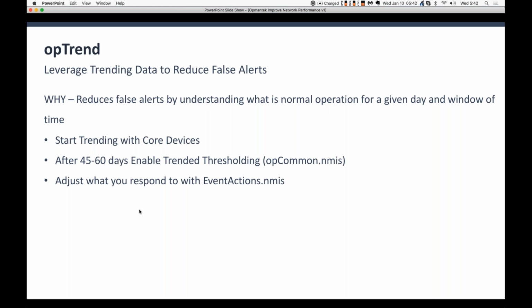I strongly recommend that you let Opie Trend gather at least 45 days of information before you enable thresholding. The reason for that is, again, Opie Trend is looking at a specific day of the week and hour by hour window. And so if you have 45 days, you only have perhaps 5 Mondays from 1 a.m. to 2 a.m. So you only have 4 or 5 samplings of windows.